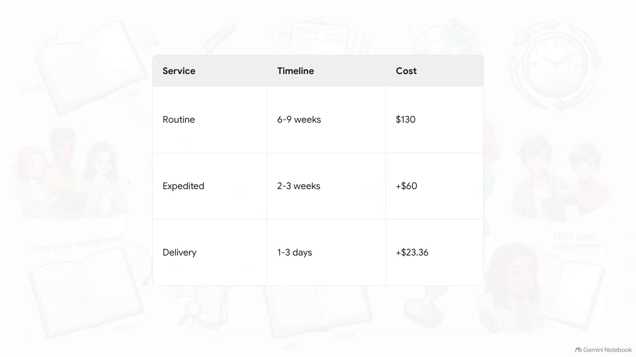So how fast can you get it? And what are the 2023 costs? This matrix breaks it all down. Notice that eligible mail-in renewals don't get hit with that $35 execution fee that first-timers pay. So your base cost is just $130 for routine processing, which takes about 6 to 9 weeks. Need it faster? You can drop an extra $60 for expedited processing to shrink that timeline down to 2 to 3 weeks. You can also add $23.36 for 1 to 3 day return delivery, meaning the second they print it, they overnight it right back to your doorstep.